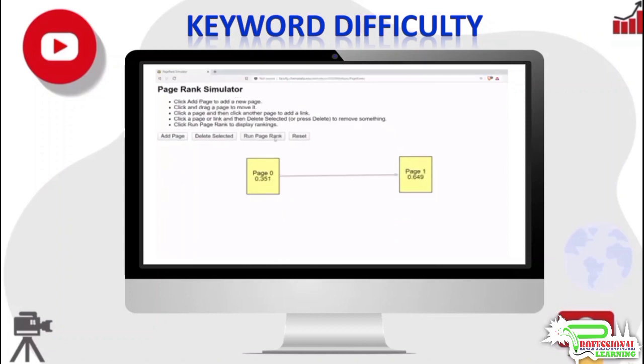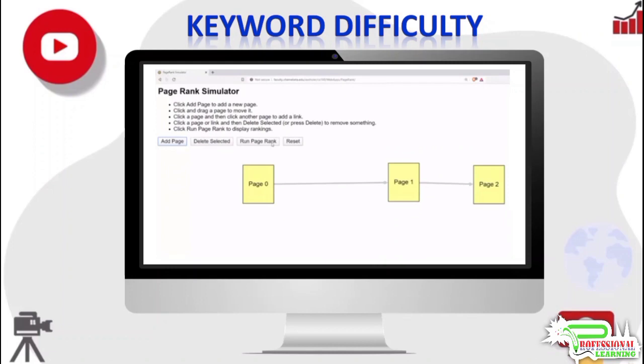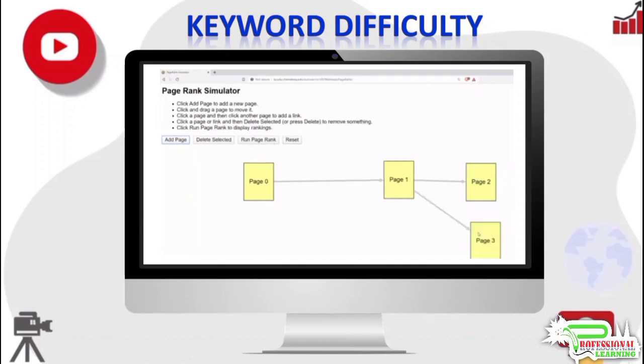On the other hand, if page 1 links to two other pages, page 2 and page 3, the authority that flowed from page 0 is now split between these two pages. So the authority of a page depends on the number of pages linking to it and the number of pages it links out to. The more incoming links a page has, the higher its authority.